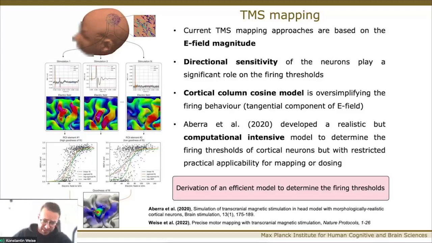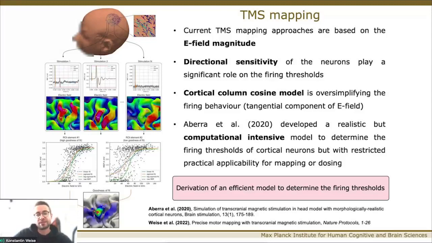And on the bottom, you see the goodness of fit value on the cortex. We hypothesize that the location with the highest goodness of fit resembles the cortical I/O curve, basically, where we have the strongest effect between electric field and MEP. So this mapping approach works quite well, and we could validate it in several subjects, but it is solely based on the E-field magnitude as it is right now.